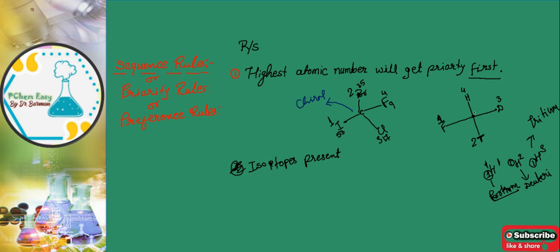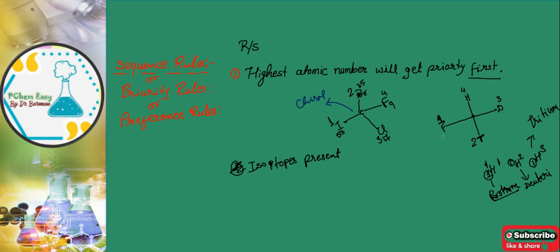So if you see that isotope, in that case you will have to assign the priority on the basis of their atomic mass or atomic weight. Okay, not atomic number, if having the similarity. Okay, let's see with this example. So this is the carbon having four different groups. Which one? Hydrogen or protium, deuterium, tritium, fluorine.